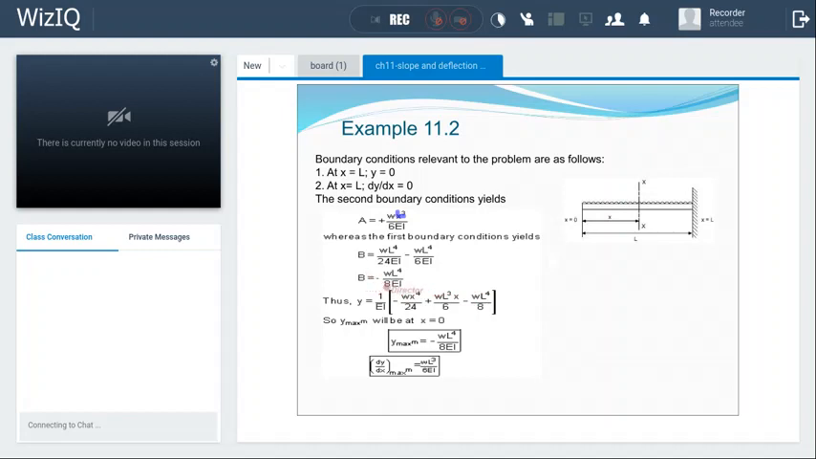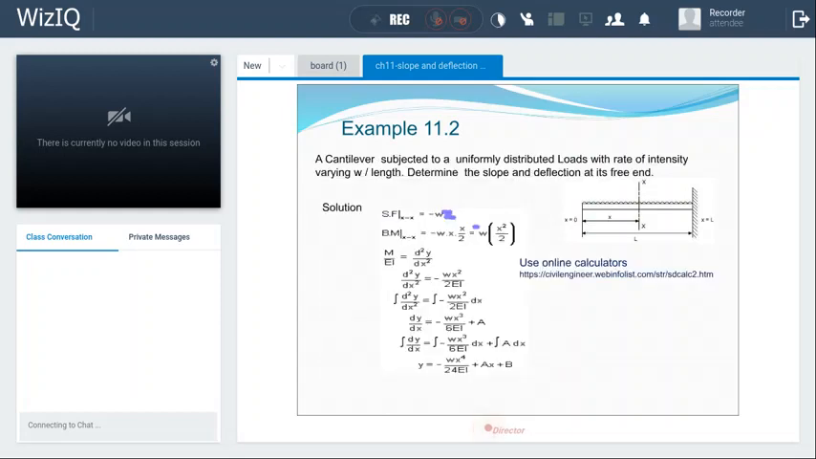So B comes out to be minus WL⁴ over 8EI. We substitute these values for A and B in our equation. The original equation was like this. This is for slope, so we have got the value for A. We will substitute here. This is the equation for deflection.